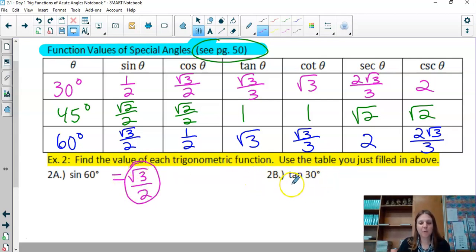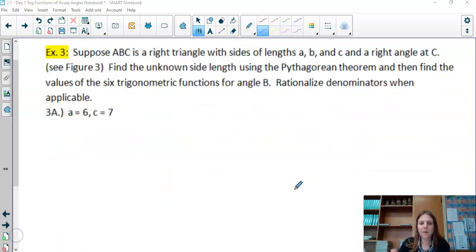Do the same thing for tangent of 30. So see if you can find it. Hopefully you said that the tangent of 30 is square root of 3 over 3. So for this problem set today, you are literally just going to be looking up these values on the table. In this next problem, we're going to be finding the side lengths of a right triangle, and we're going to be finding the 6 trig functions.